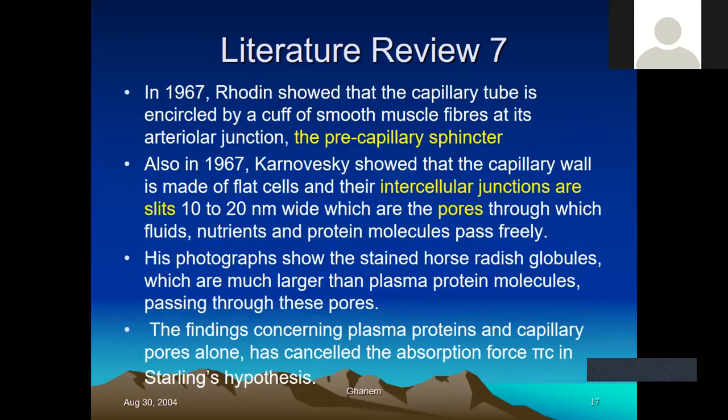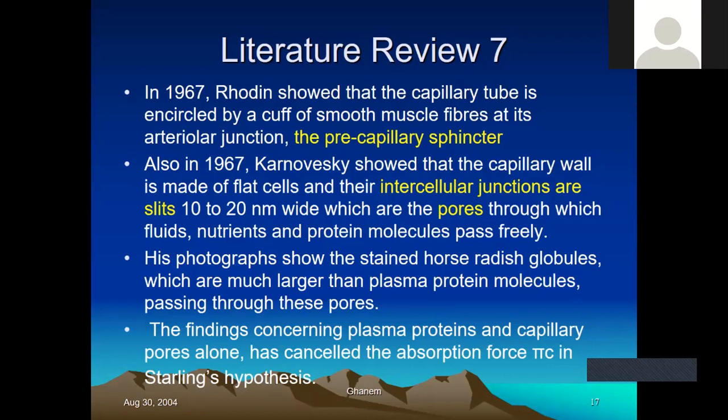In 1967, Rodin showed that the capillary tube is encircled by a cuff of smooth muscle fibers at its arteriolar junction, named the precapillary sphincter. Also in 1967, Karnowski showed that the capillary wall is made of flat cells and their intercellular junctions are slits 10 to 20 nanometers wide, which are the pores through which fluids, nutrients, and protein molecules pass freely.